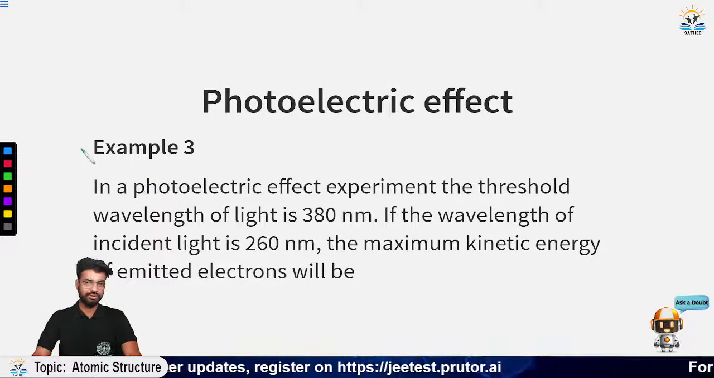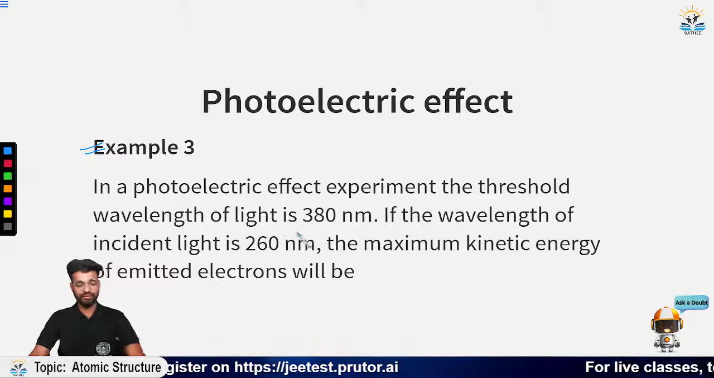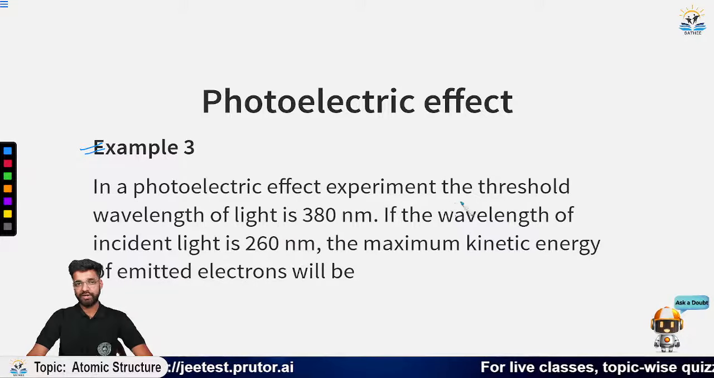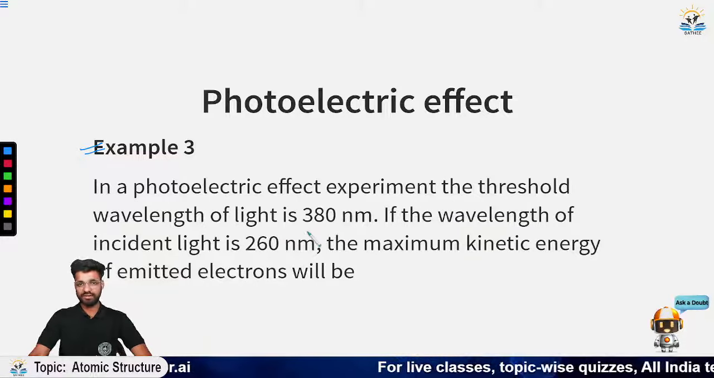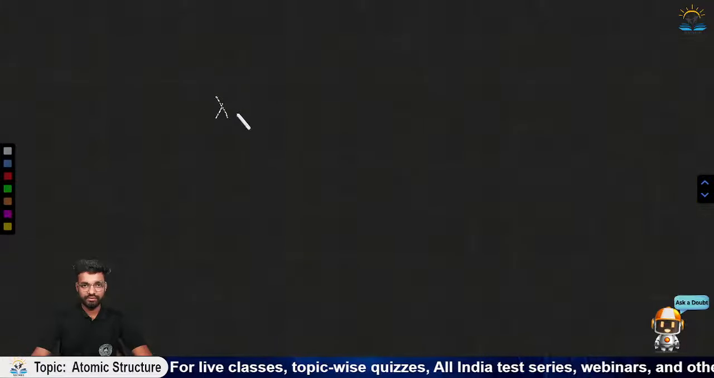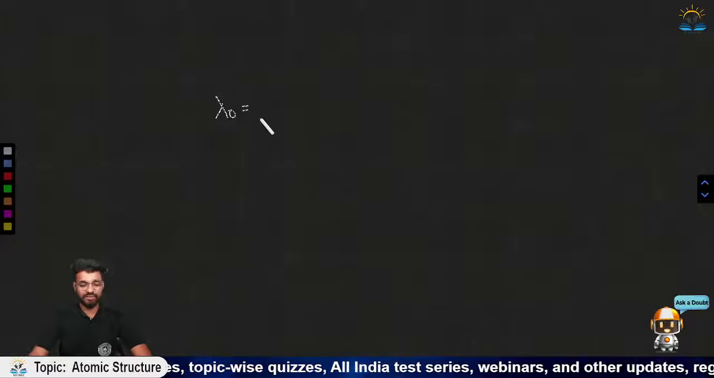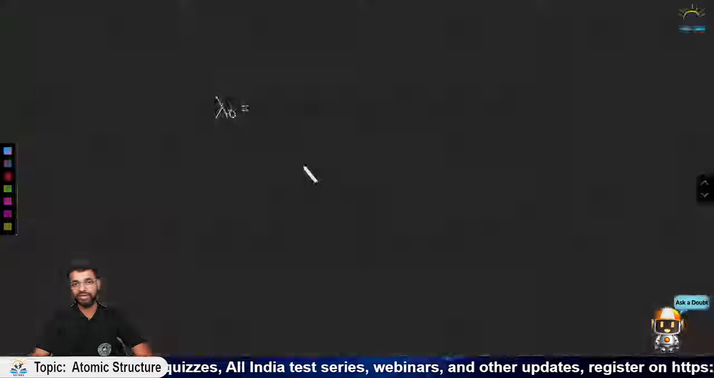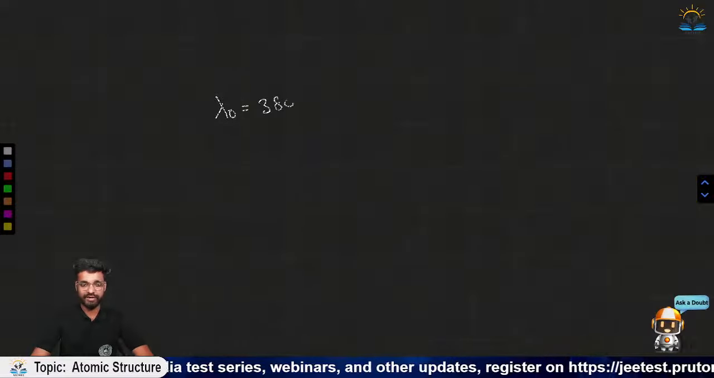So here we are given a question. It says that in a photoelectric effect experiment, the threshold wavelength of light is 380 nanometer. Threshold wavelength is nothing but the minimum wavelength which will be required to pluck the electron. So it is 380 nanometer.